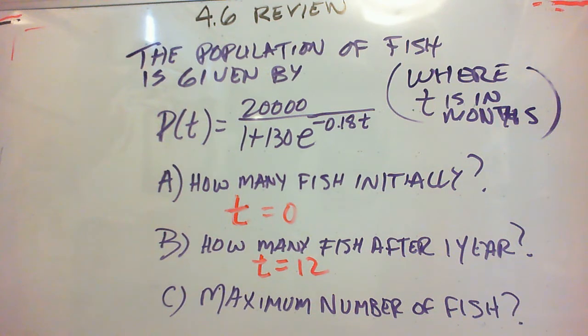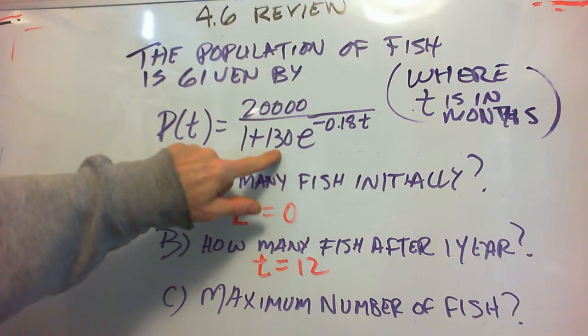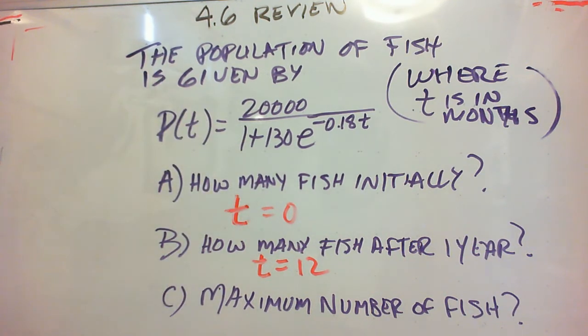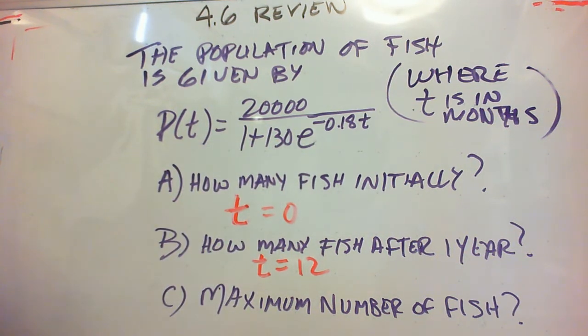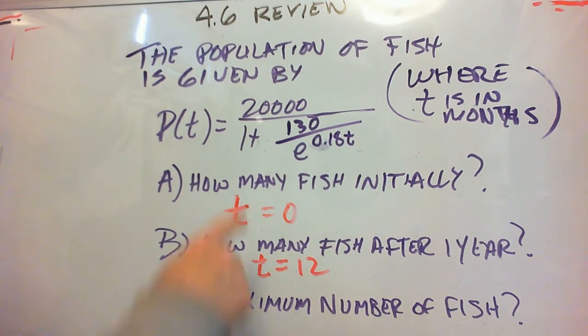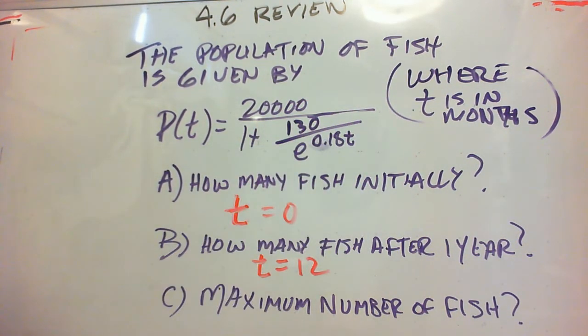Now the question people get stuck on is part C. What's the maximum number of fish? Well, the maximum number of fish is when that denominator is as small as it can be. And really what the denominator here is equal to is 1 plus 130 over e to the positive 0.18 t power, because the negative exponent means you invert.